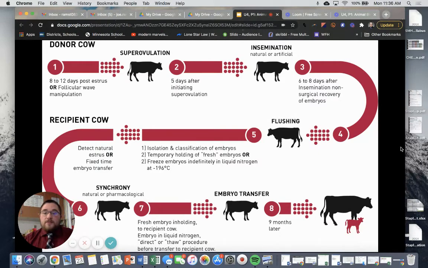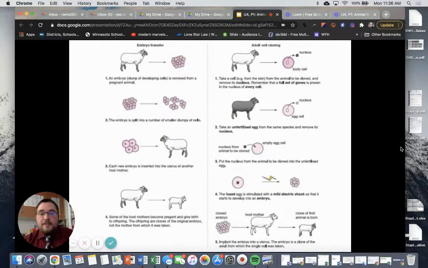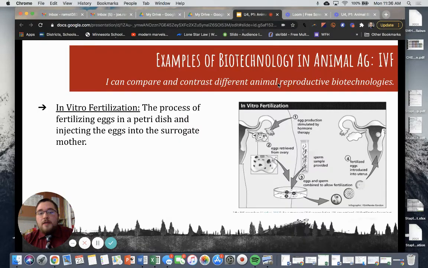So embryo transfer, again, is very popular, a new coming trend especially in the dairy and beef industries. Again, this diagram is a little bit harder to see and harder to read, but basically this explains the process a little bit more closely and compares embryo transfer to adult cell cloning.